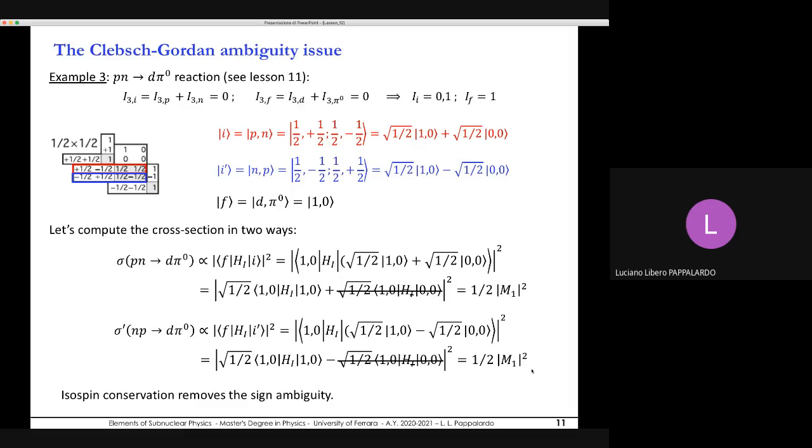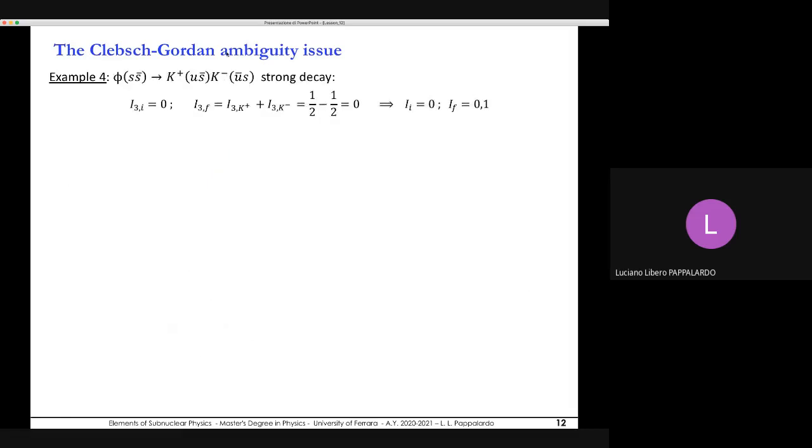And the last example I want to show you is now a decay. Suppose now we study the decay of a phi meson into a K plus K minus. The phi meson is an s s-bar meson, so s is a strange quark and s-bar a strange anti-quark. And the K plus and K minus we studied last time, if you remember. These are the K mesons, so u s-bar and u-bar s. And this is a strong decay, okay?